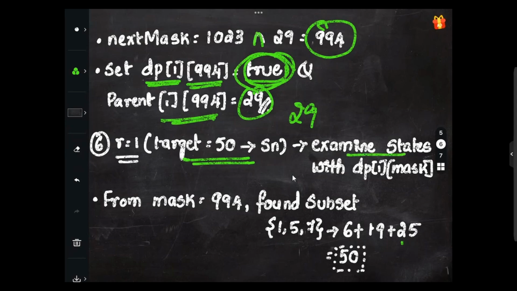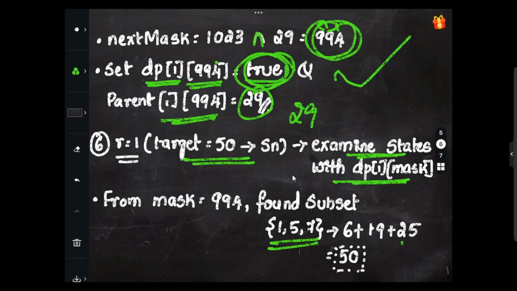Here we will be examining the states along with the DP of the mask, same thing exactly what we did here. From mask 994, so we got 994 here, 1023 XOR 29. From mask 994 we have found the subset 1, 5, 7, sorry. When I say from mask 994 we have found the subset, I mean that the atoms that are left are the indices 1, 5, 6, 7, 8, 9.